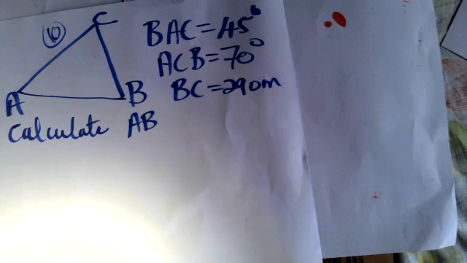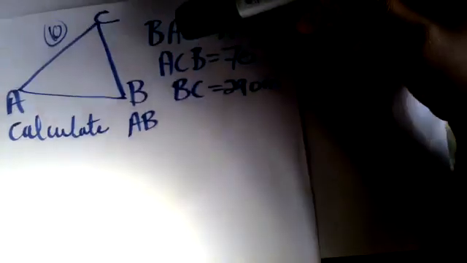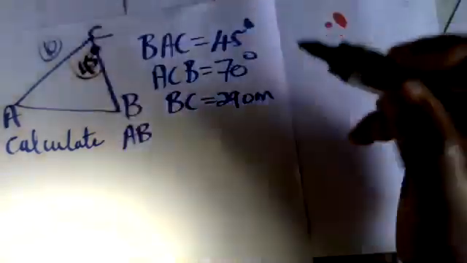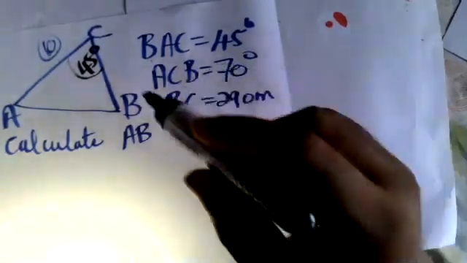Ready, guys? All right. So we're going to put in what we know. The letter in the middle is where the angle will be. So when you have BAC, it would be at A. So it's right here, 45. Remember that.